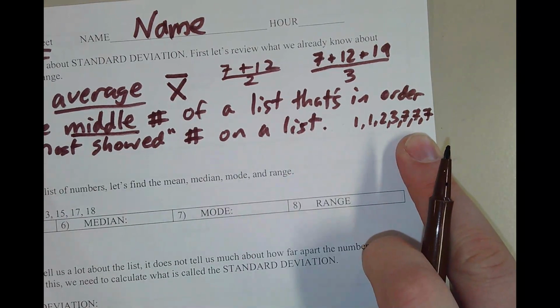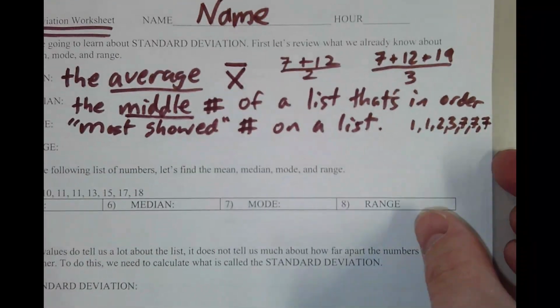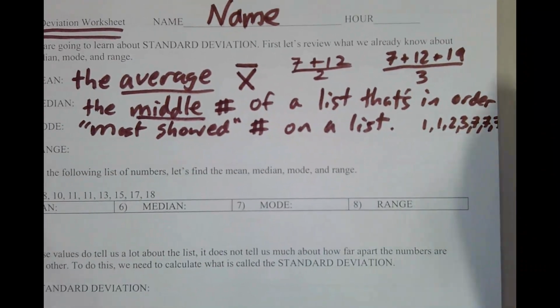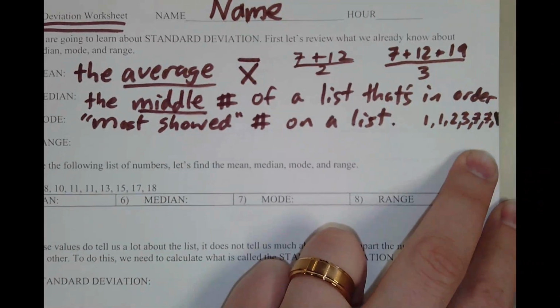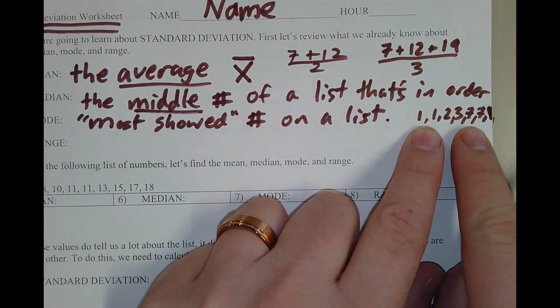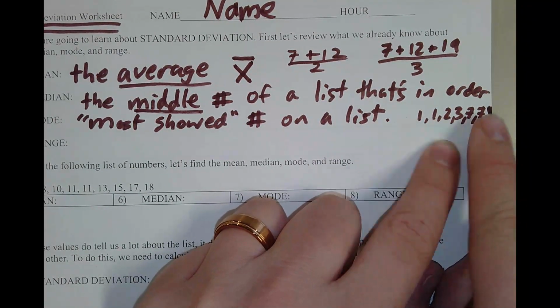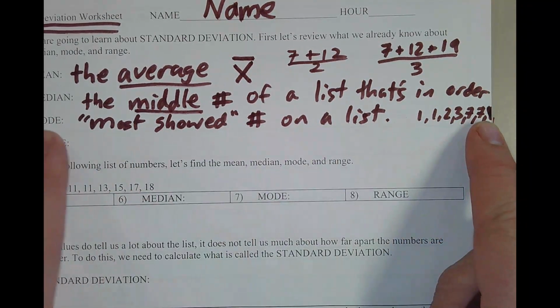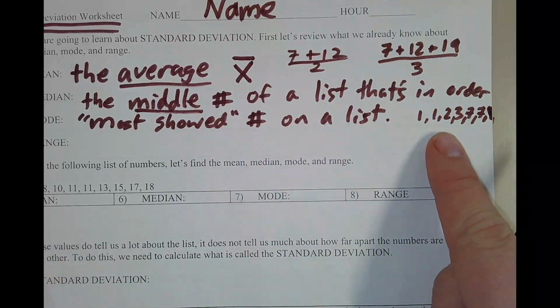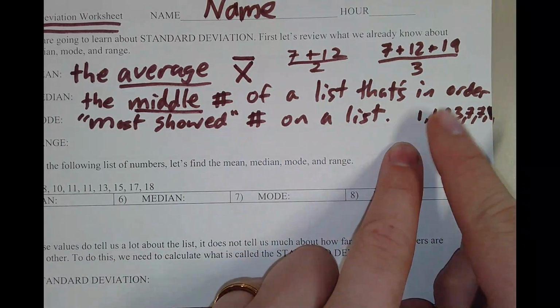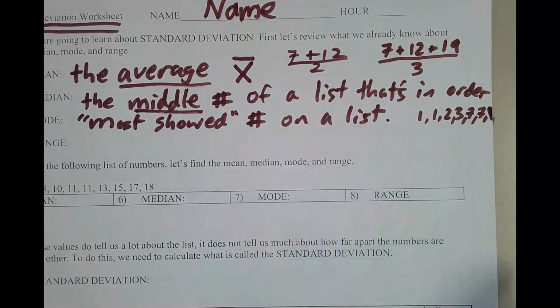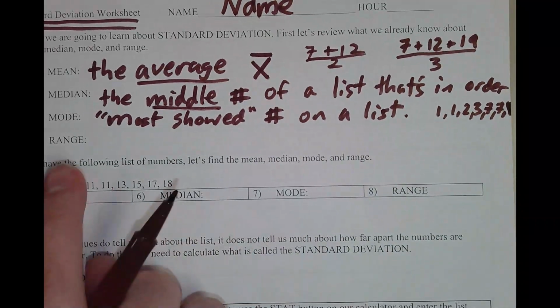That's your mode, right? But what if I took away that number 7? Then the mode actually is two numbers, 1 and 7. So the most showed number can actually be two different numbers. And we'll just say the mode is 1 and 7 in this situation. Okay? Next up is the range.